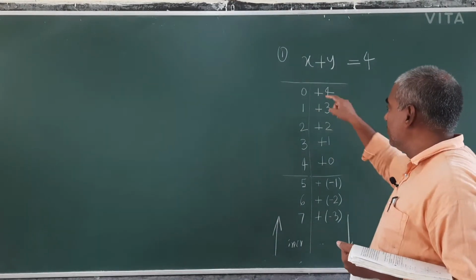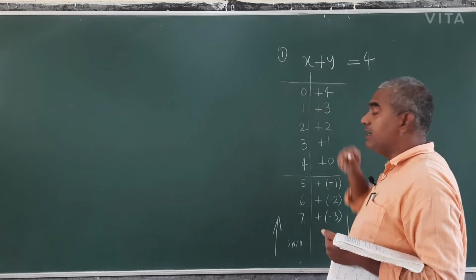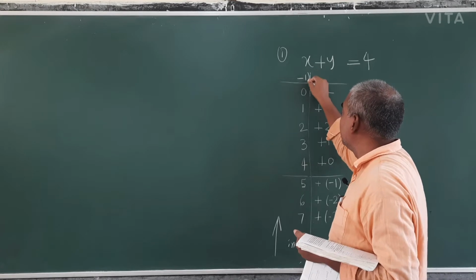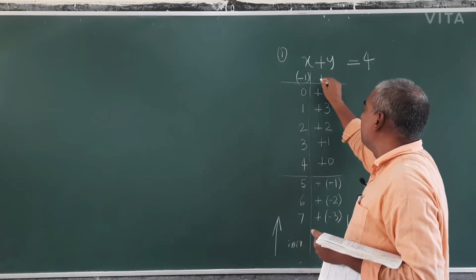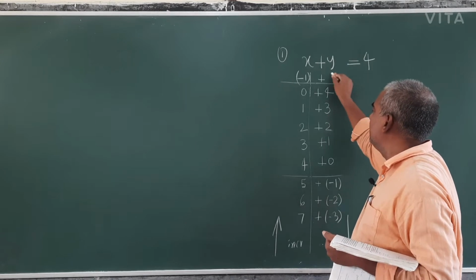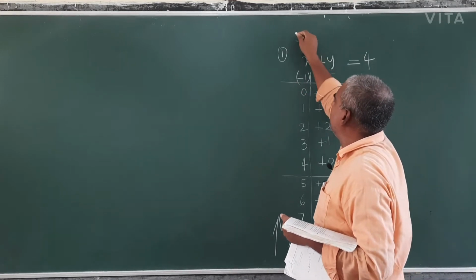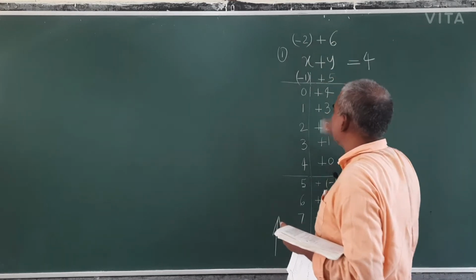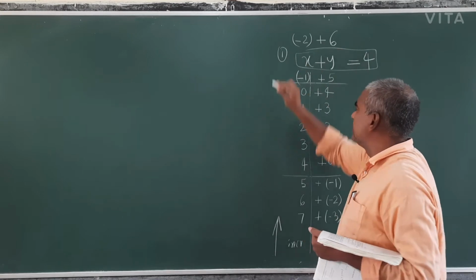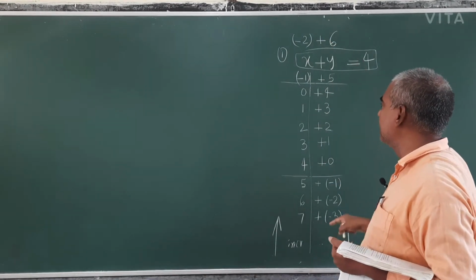Okay. What about x? If we take the value of x less than 0, that means minus 1, then y will be positive, y increases. So 1, 2, 3, 4 and this will be 5. Then this will be minus 2, and this will be 6. So you can find many values. This is also infinite, this is also infinite.